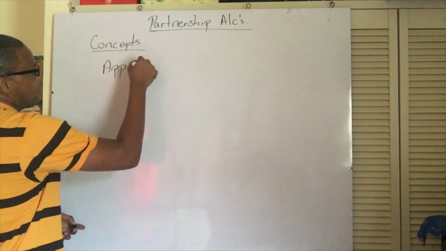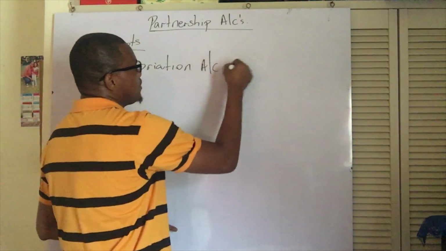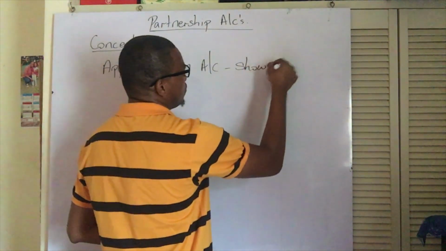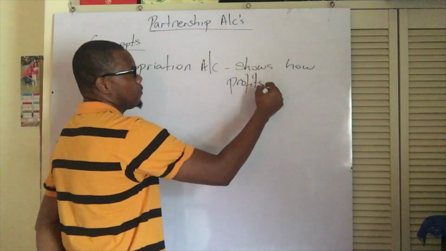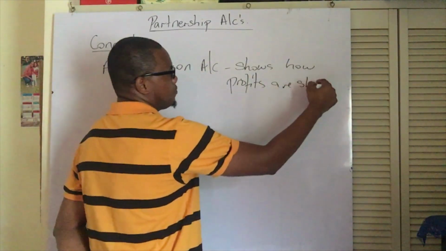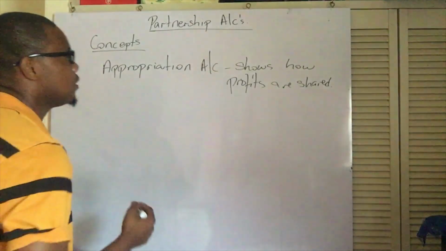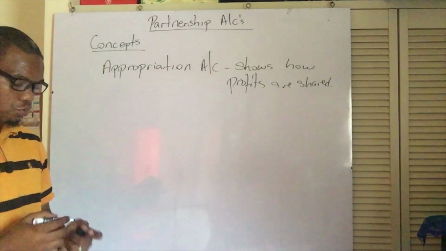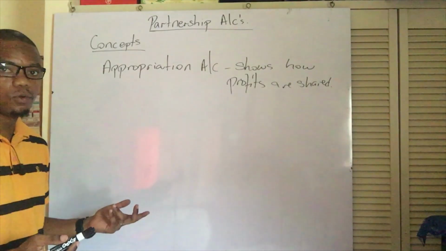So the appropriation account simply shows how profits are shared. I don't have the best handwriting, but you guys can understand. So the appropriation account shows how profits are shared. That is basically what it is about.